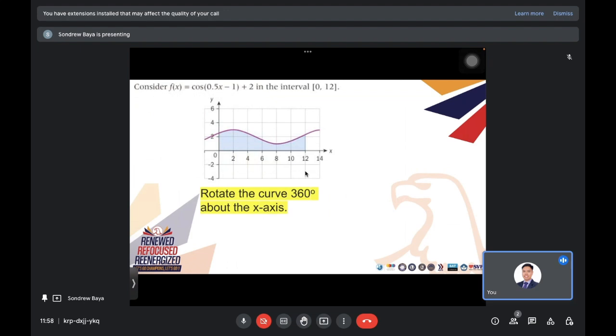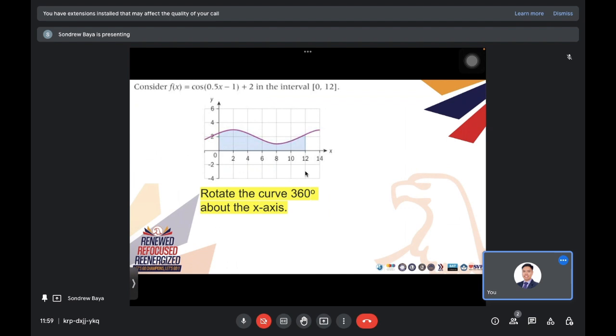Suppose you are to rotate this curve 360 degrees about the x-axis. Just try to imagine having this curve. What will you get if you rotate this about the x-axis 360 degrees? Give it a thought. Maybe give yourself a minute, pause this video, and think of the resulting object.